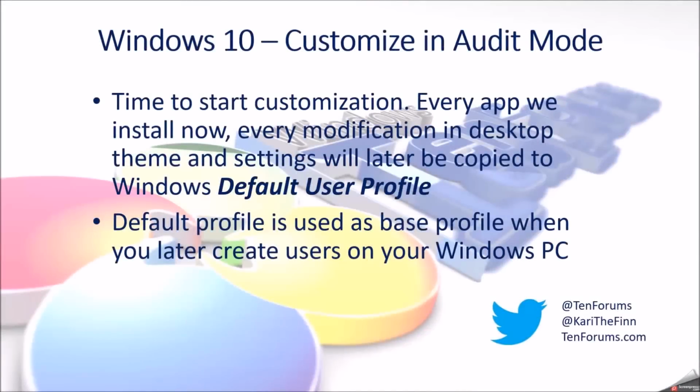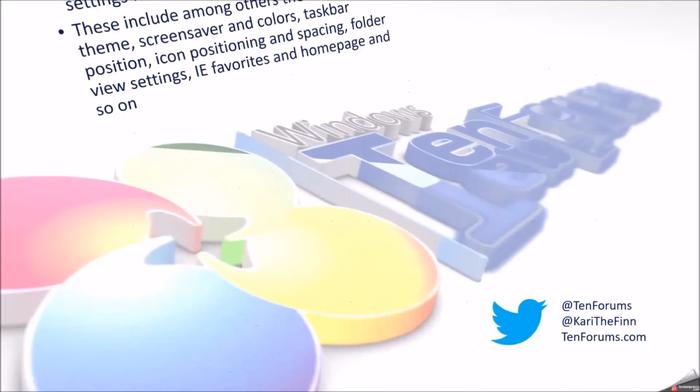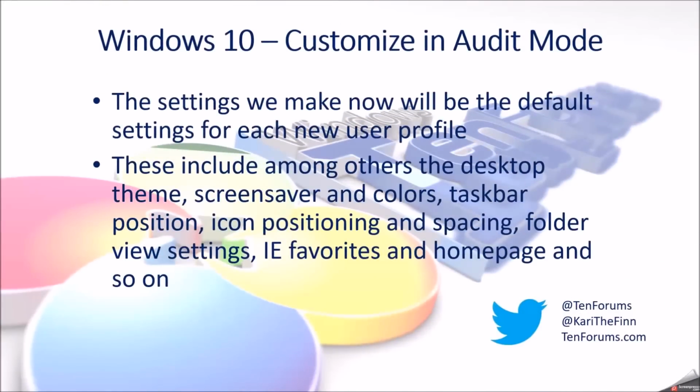Time to start customization. Every app we install now, every modification in desktop theme and settings will later be copied to the Windows default user profile. The default profile is used as the base profile when you later create users on your Windows PC. The settings we make now will be the default settings for each new user profile. These include, among others, the desktop theme, screensaver and colors, taskbar position, icon positioning and spacing, folder view settings, IE favorites and homepage and so on.